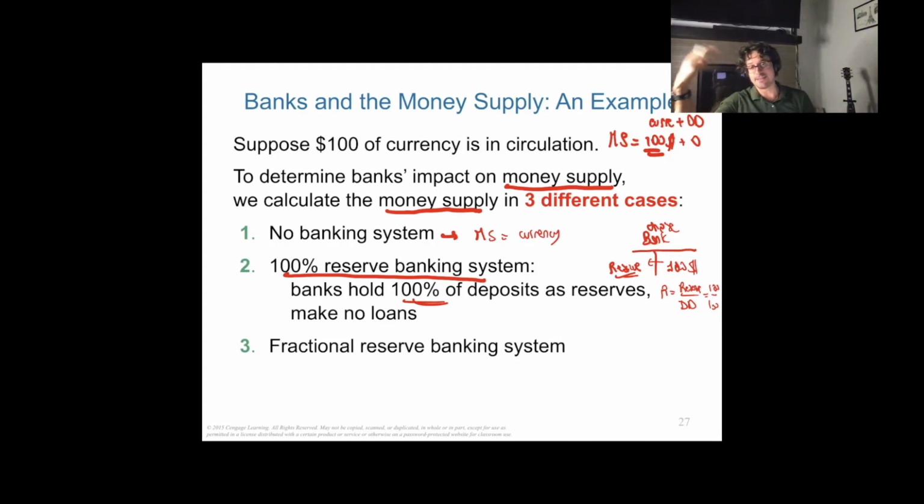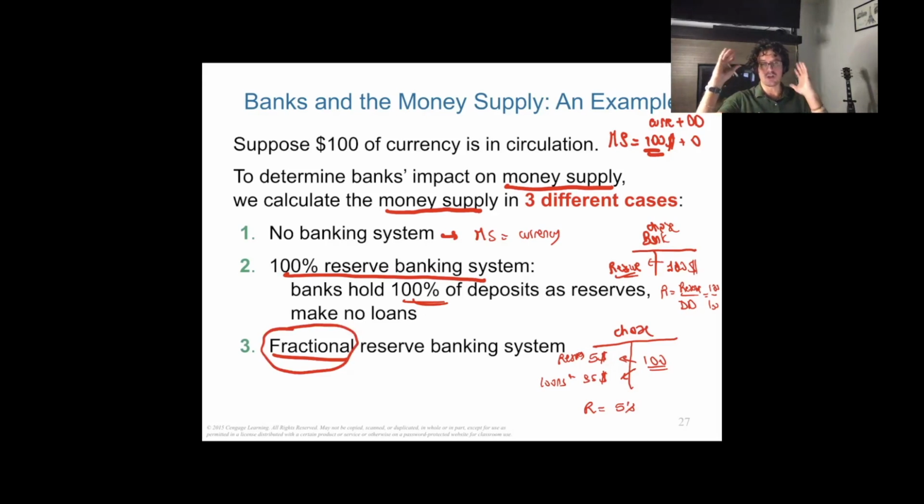And then we consider instead the case of a fractional banking system, where banks like Chase receive $100 in terms of demand deposits, but use, say, 5%, $5 in terms of reserves, and $95 in terms of loans. So in this case, the reserve ratio is 5%. We look at this other case as well. So the goal is to measure the money supply under these three different scenarios.